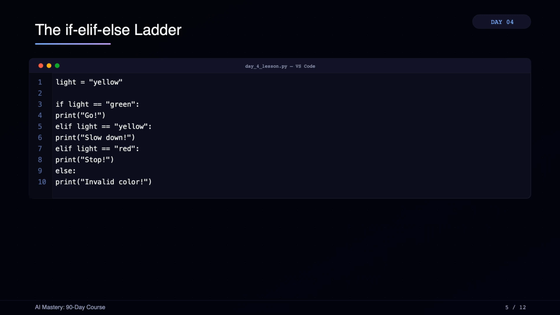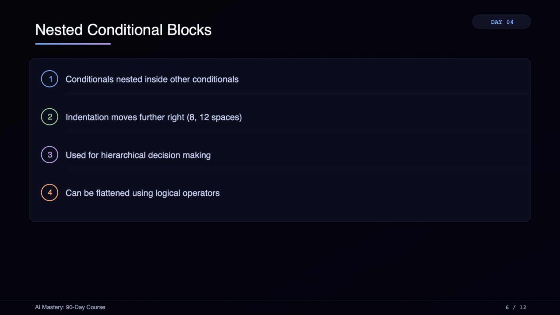Here is how the if-elif-else ladder looks in code. We have a variable light holding the string yellow. Our program checks if light equals green. Since that is false, it moves to the first elif, checking if light equals yellow. This evaluates to true. Python immediately runs the corresponding print statement to output slow down, and then exits the conditional ladder. It does not evaluate the red check or the else check. This order of execution is very important to understand, especially when dealing with overlapping ranges.